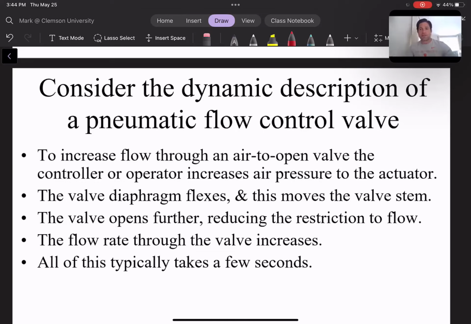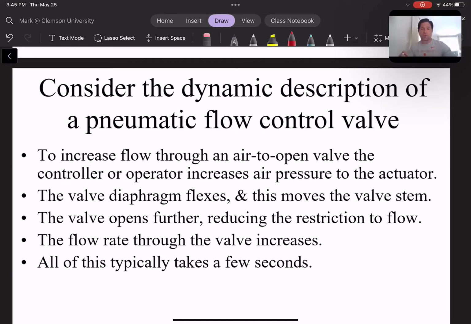In some cases, the dynamics of the valve can be fast, but in general, the valve is going to respond through a series of steps. In order for us to increase the flow rate through a valve, valves could be pneumatic valves, or they could be electrically activated valves, and the dynamics of those are going to be a little bit different. But for air to open pneumatic valves that are very common in the chemical process industry, there is going to be an increase in flow to the pneumatic system, and the increase in flow to the valve is going to cause the diaphragm to flex, and then it's going to push against the spring.